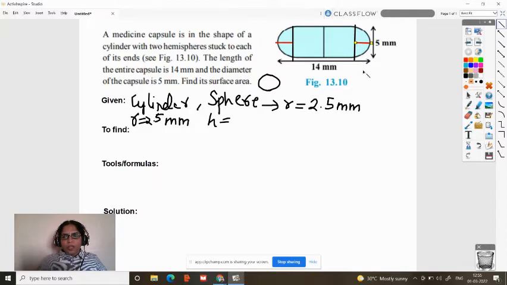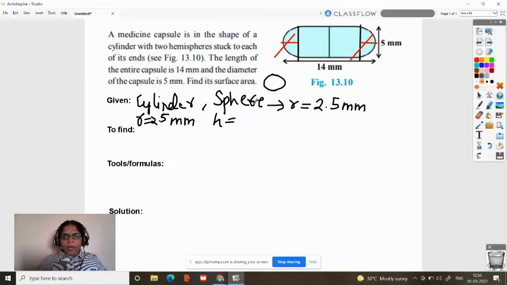Now, do we know how much this red color thing would be? Yes, because it is the radius of the hemisphere, radius of the sphere. So one radius and one more radius, two radius. Two radius is the same as a diameter. So that means the diameter should be subtracted from the entire 14 mm, right?